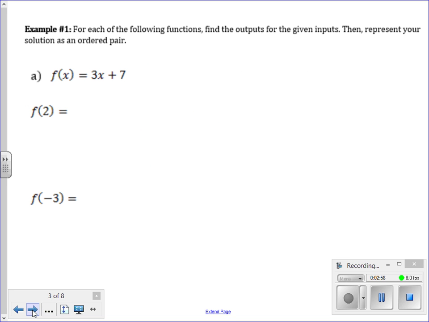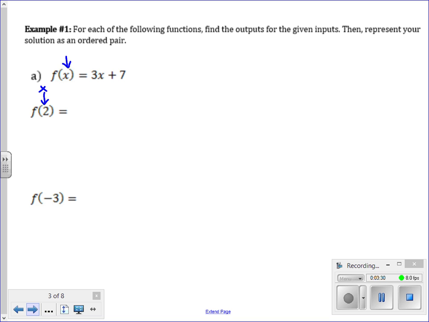Example 1: for each of the following functions, find the outputs for the given inputs. Then represent your solution as an ordered pair. We'll talk about all of that as we go. In A, we have the function f of x equals 3x plus 7. Inside the parentheses is an x. That means that every time I have function notation, like f of 2, that 2 is an x value.